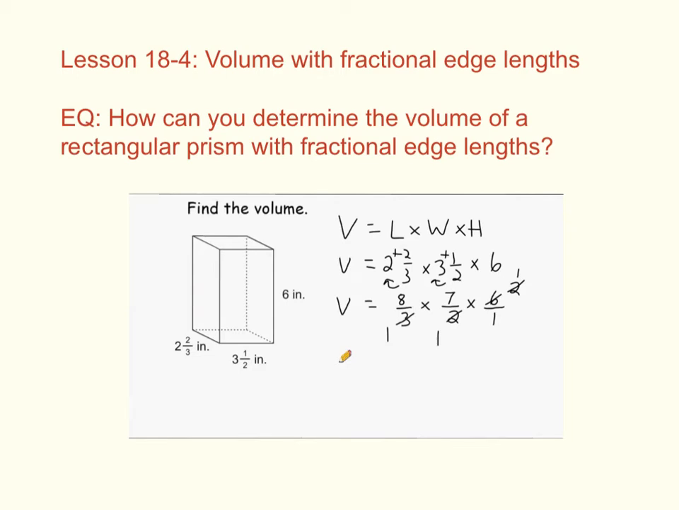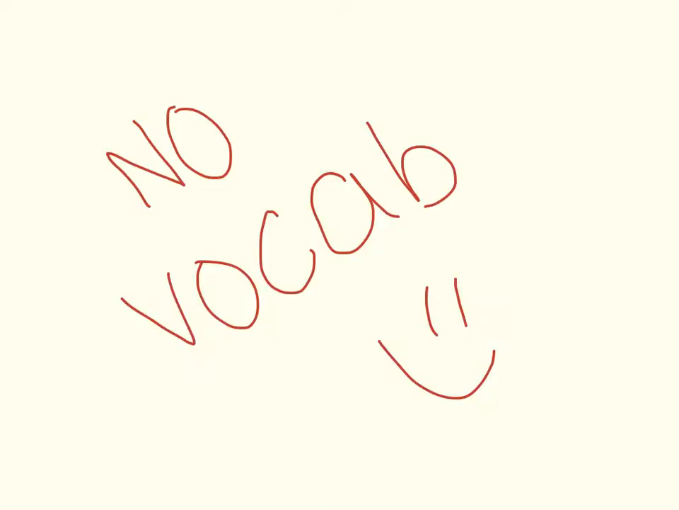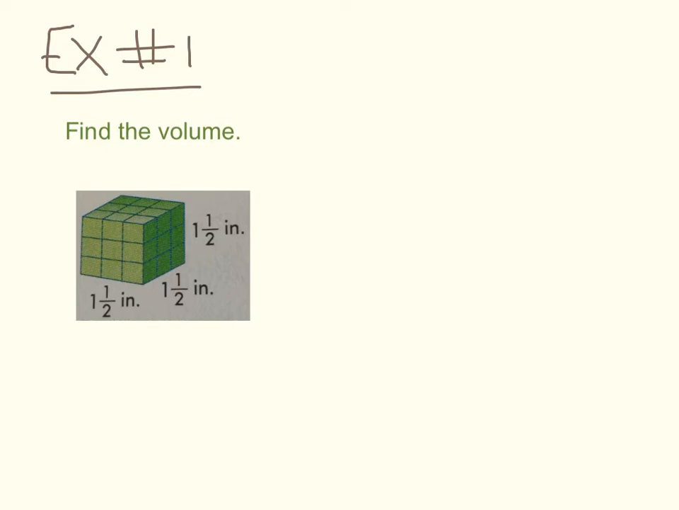This is lesson 18-4, volume with fractional edge lengths. Our essential question: how can you determine the volume of a rectangular prism with fractional edge lengths? So basically it's the same thing we did in the last lesson, but this time we're just dealing with fractions. There's no vocab for this lesson.